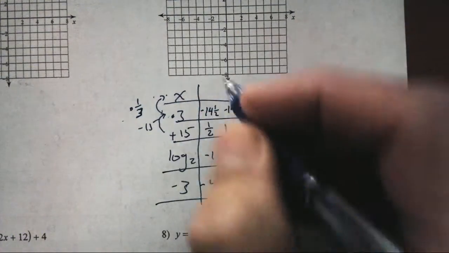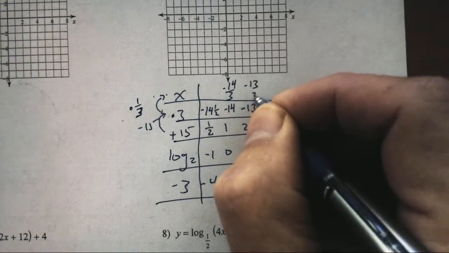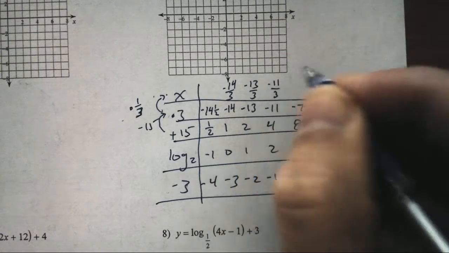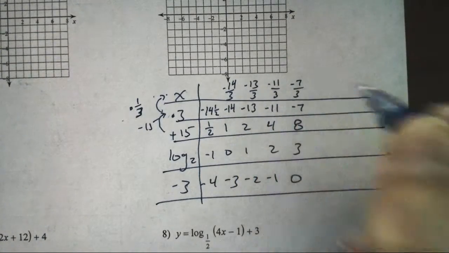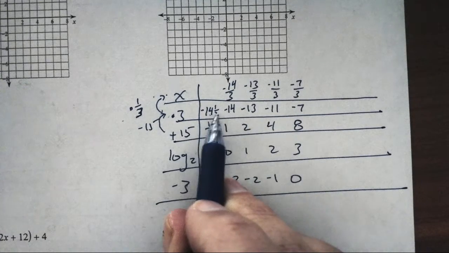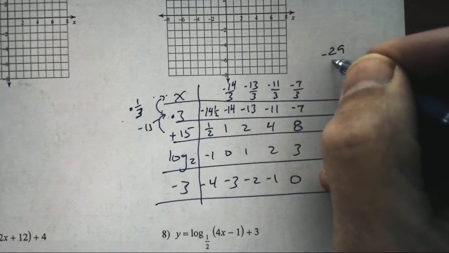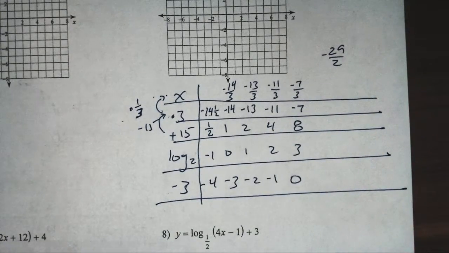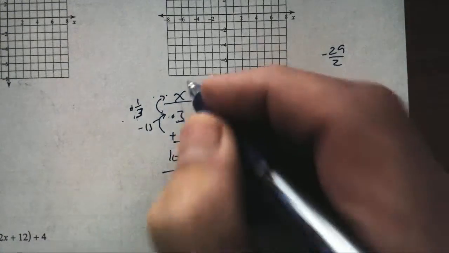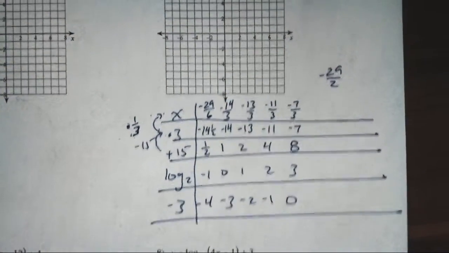In some cases, that's easy. Negative 14 thirds, negative 13 thirds, negative 11 thirds, negative 7 thirds. In this case, I'm going to make this improper. Negative 14 and 1/2 is negative 29 on 2 times 1/3, negative 29/6. Not the prettiest value.